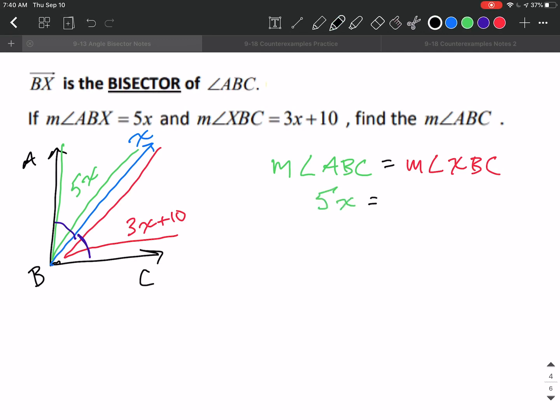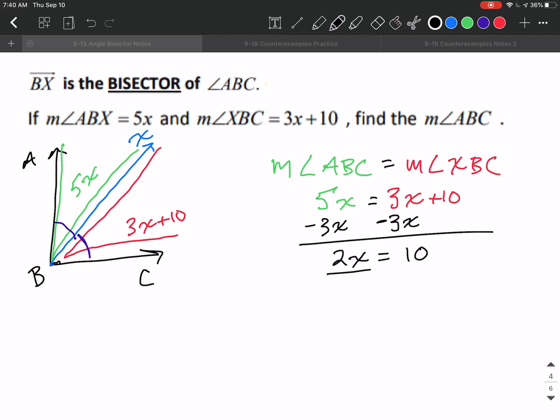So what I can do is take those values and substitute them in. I now have 5x equals 3x plus 10. Now all I'll need to do is solve for x. So 5x minus 3x is 2x, which equals 10. I will then divide by 2, and I get x equals 5. But am I looking for x? No, it's asking for the measure of ABC.